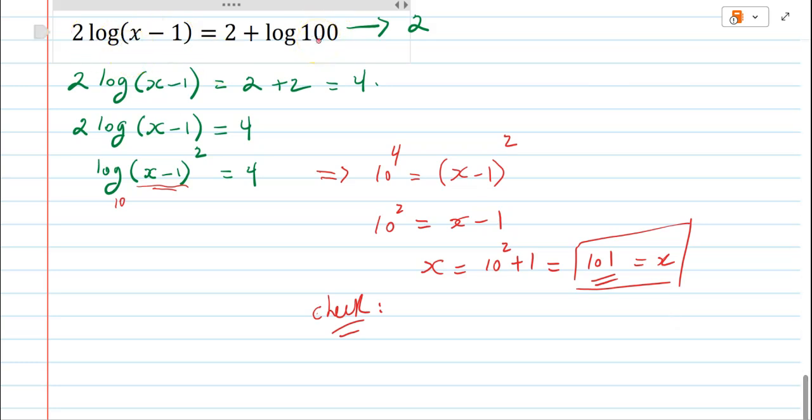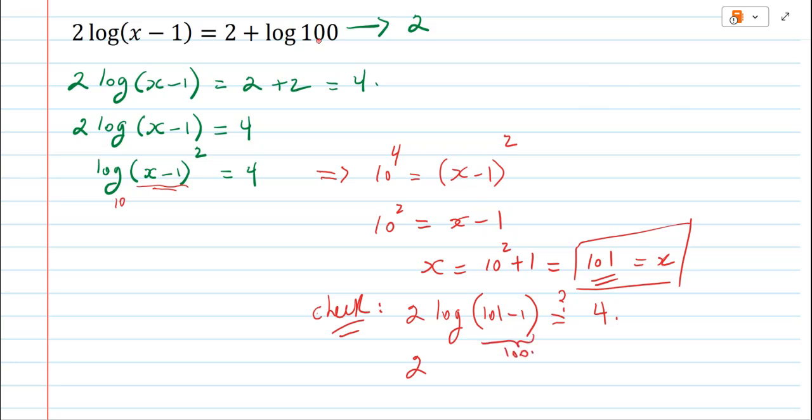We're going to check 2 log of, this is 101 minus 1. Is that equal to 4? So is 2, and this is log of 100, right? So that's 100. 2 log of 100, that means 2 times log of 100. Log of 100 is 2. Is 2 times 2 equal to 4? Sure it is.